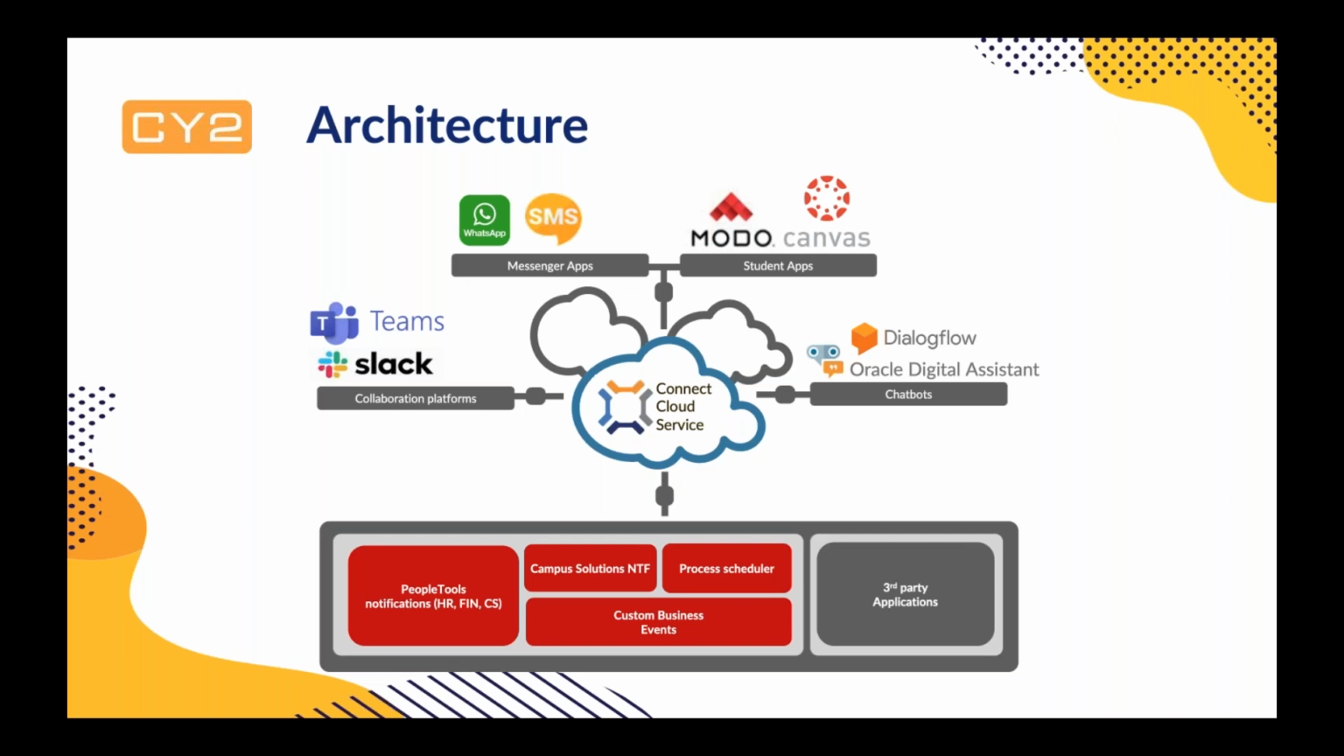Connect understands who should get the message, knows what the preferences are of the people who need to get the messages, and then sends out information to, for instance, Slack, to Teams, to WhatsApp, to SMS, to Modo, Canvas, and or connects to a chatbot to have a connection with a chatbot in there.